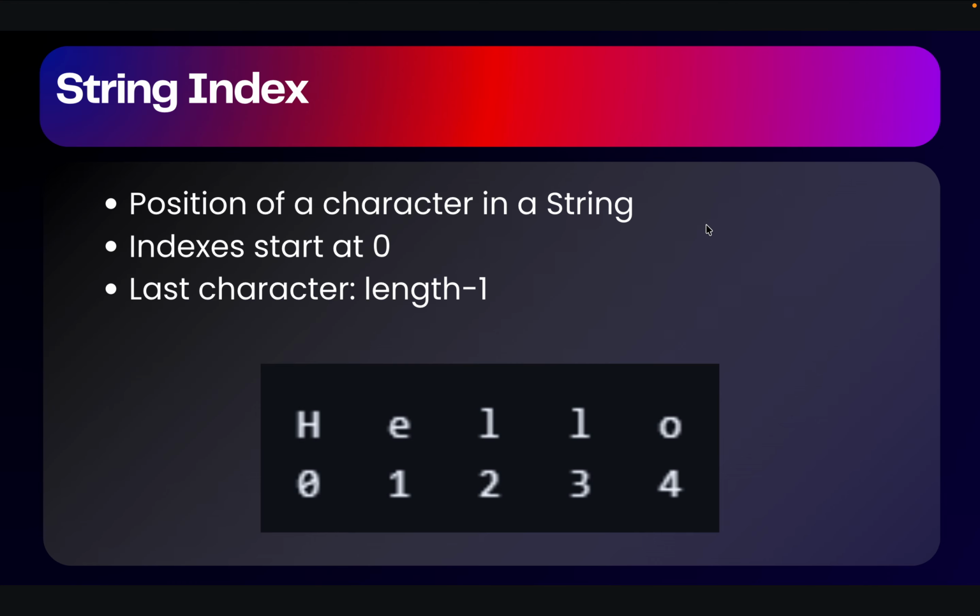So, just a refresher, we learned about string indexes. And remember, these indexes in Java start at 0, but they're used to tell us the position of a specific character in a string. And again, the last character of the string is always going to be length minus 1. So you can use the length method minus 1 to always access the last character of your string.